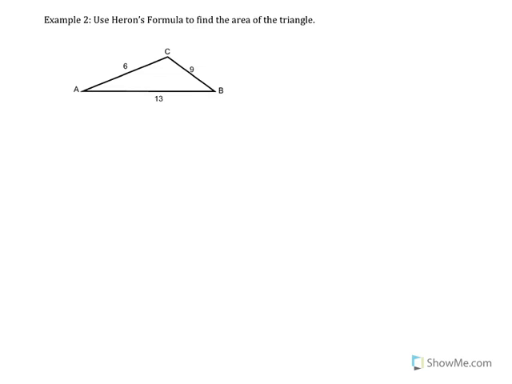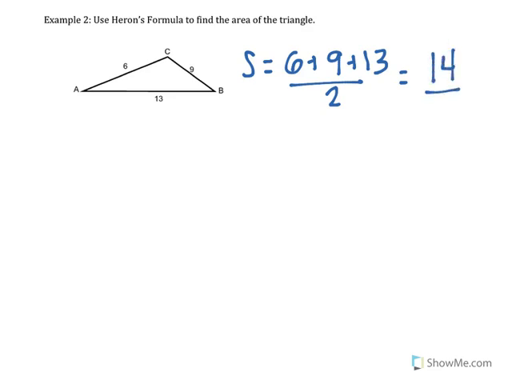Our next example says, use Heron's formula to find the area of the triangle. Before I do anything else, we'll practice finding the semi-perimeter. We add up the three sides and divide by 2, half of the perimeter. So 6 plus 9 plus 13 gives me 28, divided by 2. My semi-perimeter is 14. But now, how do we use the semi-perimeter to find the area?